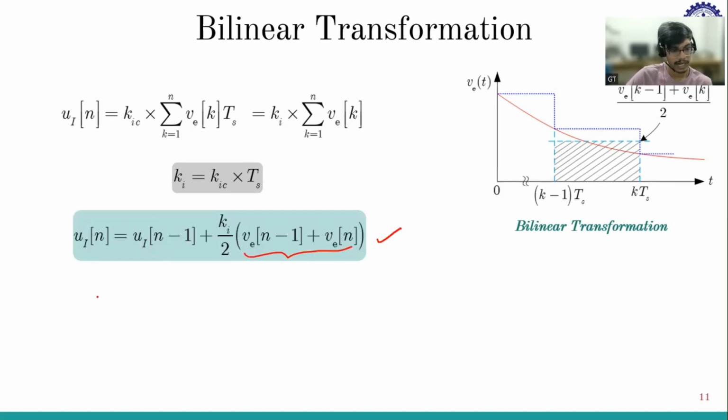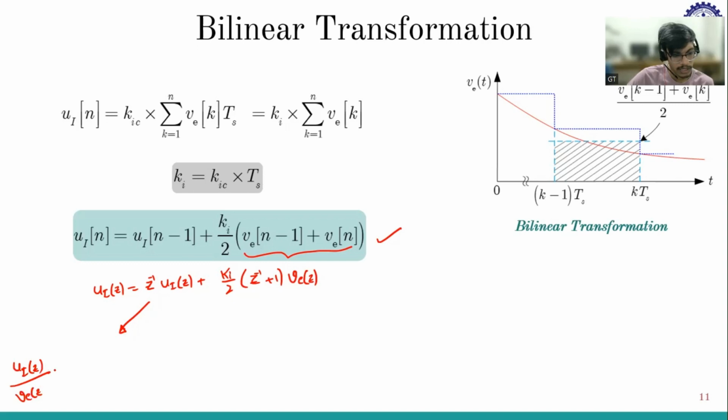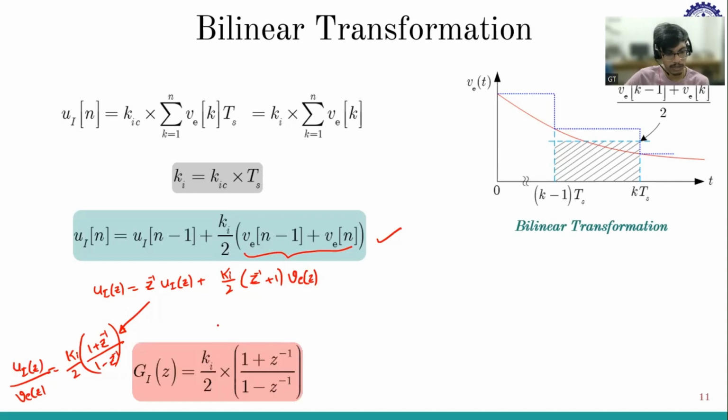Again, if I apply Z transform, I will get u of z equals Z inverse of u of z plus ki by 2 into Z inverse plus 1 into v of z. I'm just applying Z transform and writing the final expression here. So I will get u of z by v of z, which is nothing but ki by 2 into 1 plus Z inverse by 1 minus Z inverse. So apply Z transform and I have written it as an expression. So you will get this expression.